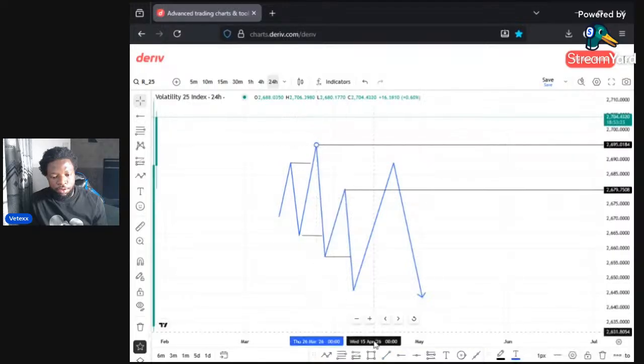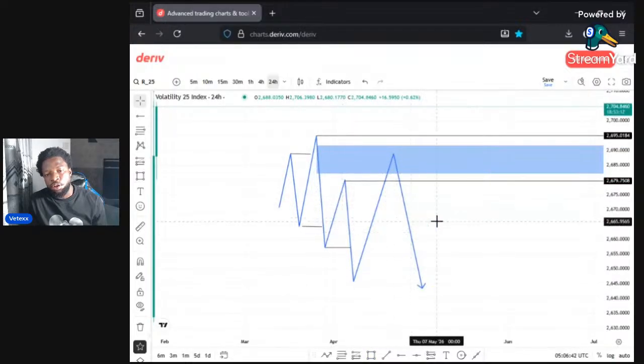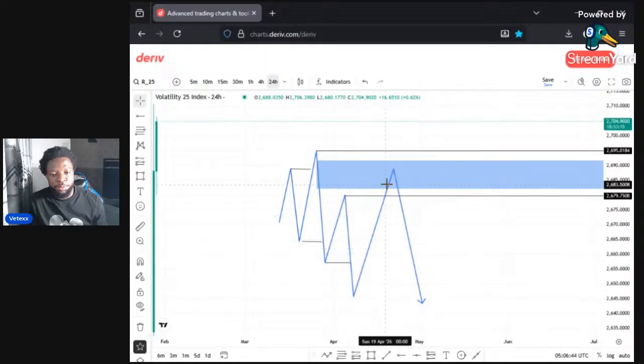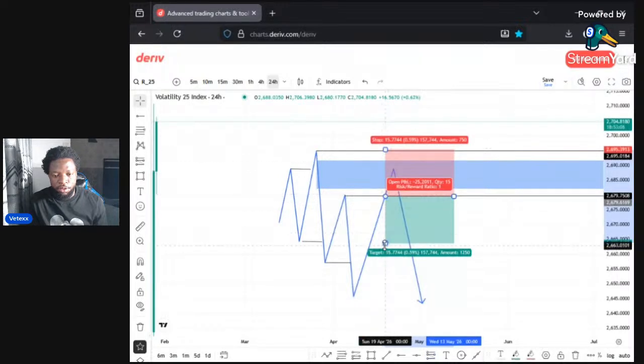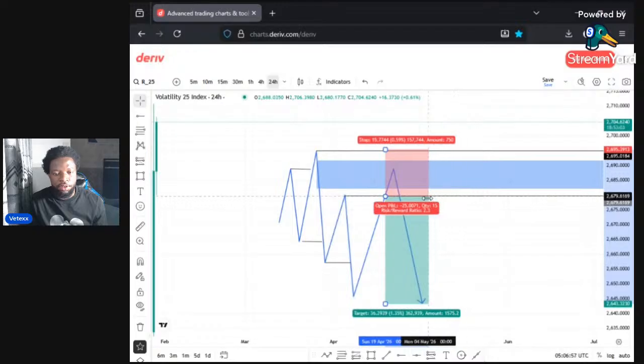So the whole of this zone becomes what? Our point of interest. This is our point of interest. Now what does price do? Price taps into this point of interest after taking out this liquidity, and it continues what? To the opposite direction. Okay, so this is basically what we look at every day in the market, and this is what we trade.